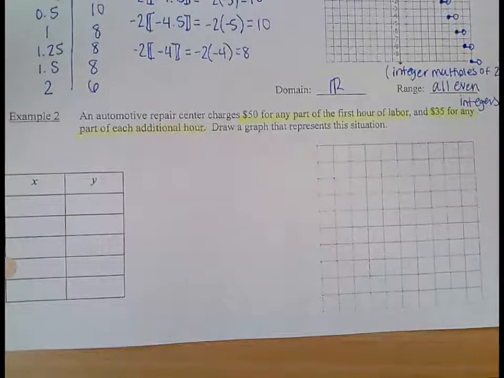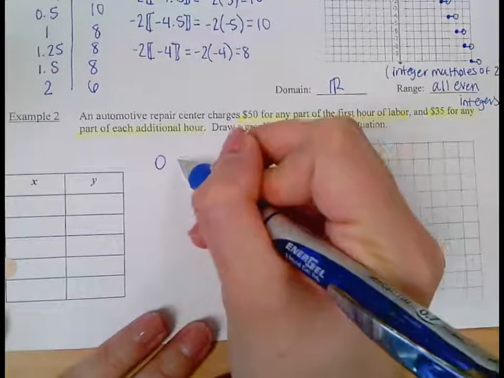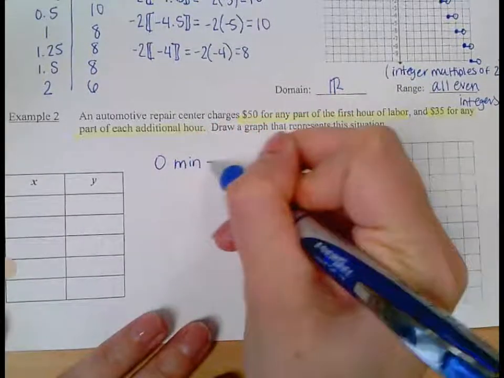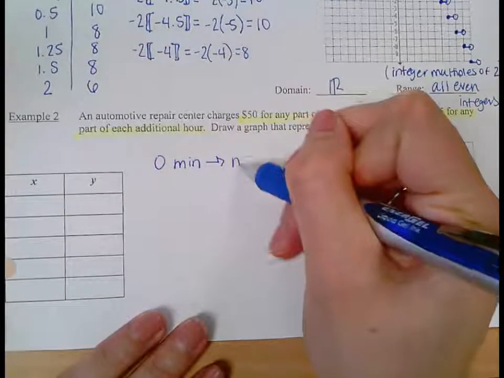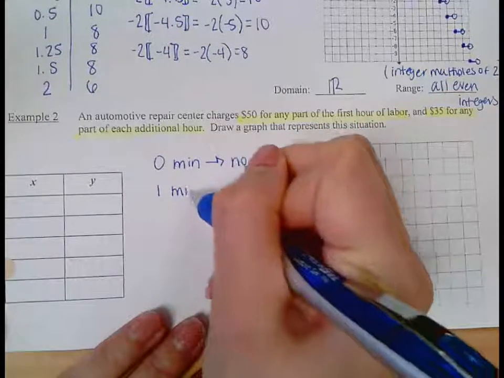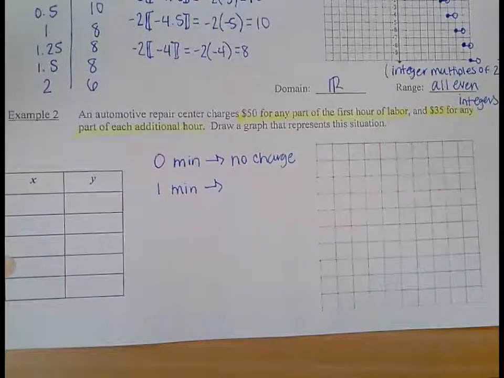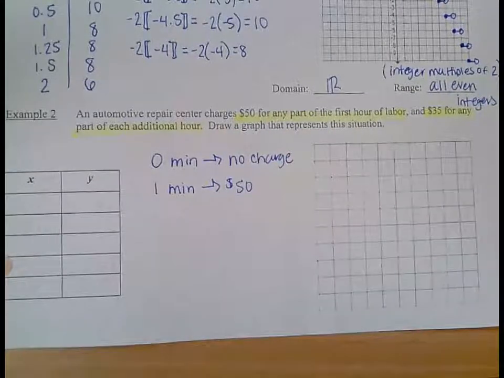So say I take my car to this automotive repair center and say that it has been there for 0 minutes. Will they charge you anything? If they haven't even started working on your car, are you charged? No. So 0 minutes, there's no charge yet. Say my car has been there for 1 minute. How much will they charge you? $50. So it's $50 for any part of the first hour. So 1 minute, you're charged $50.